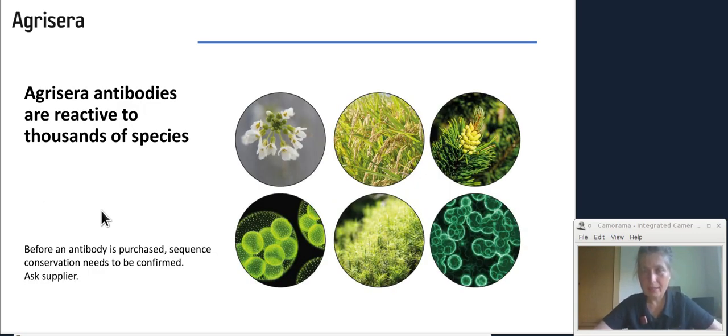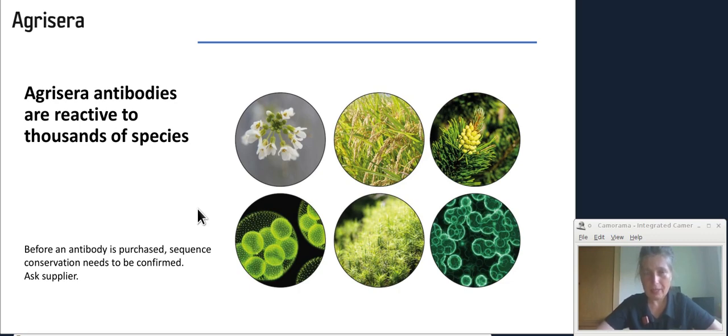Agrisera produced antibodies which are reactive in thousands of species. So some of our photosynthetic antibodies will recognize dicots, monocots, cyanobacteria, diatoms, and mosses. And many antibodies to very conserved proteins will have this capacity.